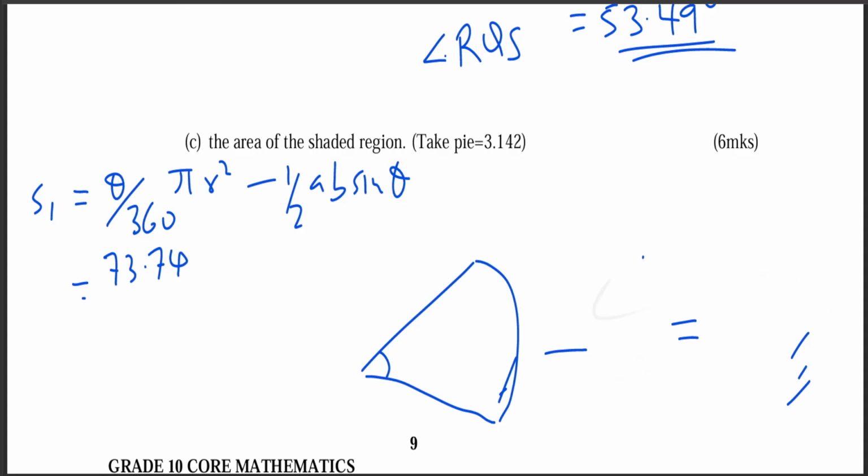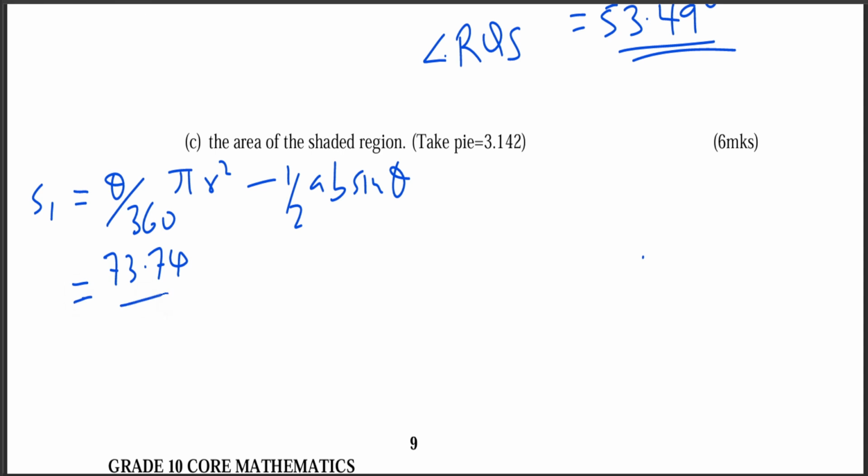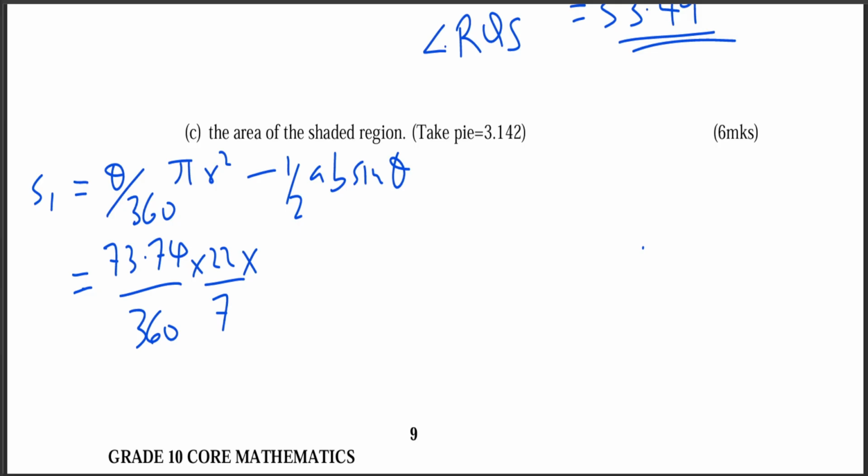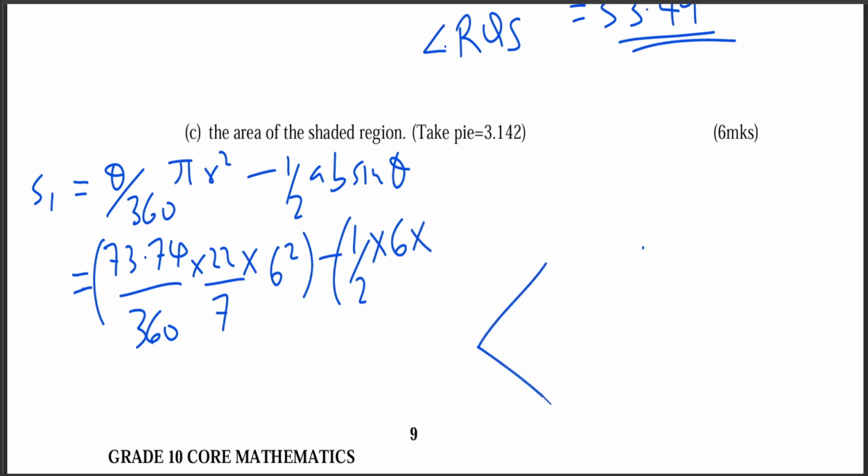Hope tumeelewana. So area of a sector is theta over 360. The first angle that you got is 73.74 divided by 360 times 22 over 7 times r squared, na r squared yetu ni hiyo radius yetu ya kwanza ya 6 cm. So times 6 squared, sorry, then minus a half times a times b. A na b yetu bado ni zile radius mbili, kwa sababu ile triangle hizi hapa a na b, those are the radius. So times 6 times 6 times sin angle bado ni ile 73.74.